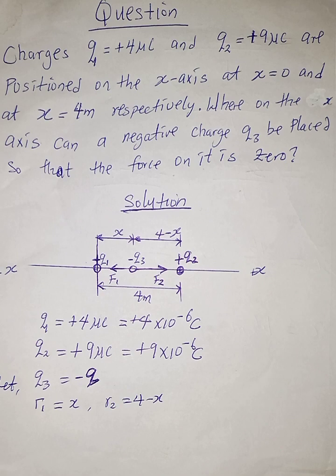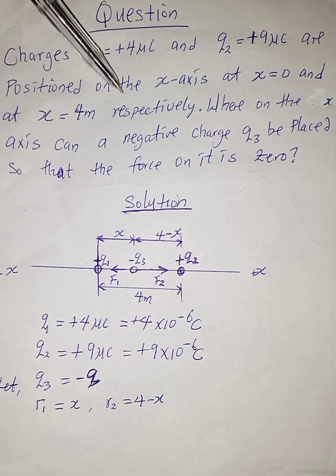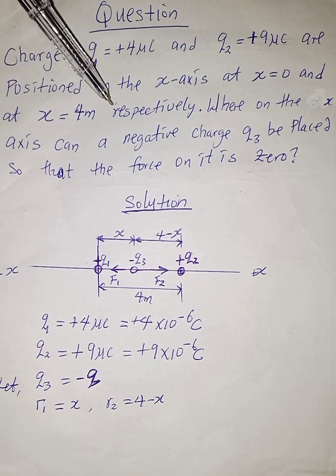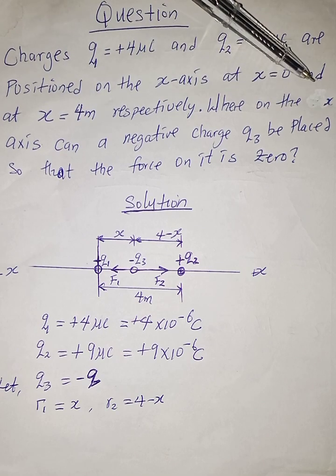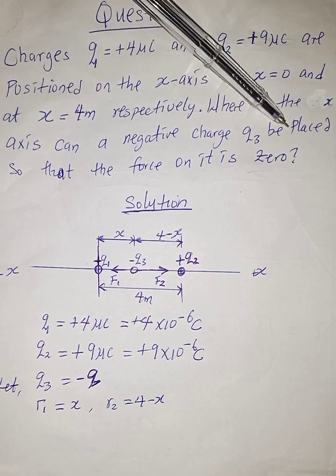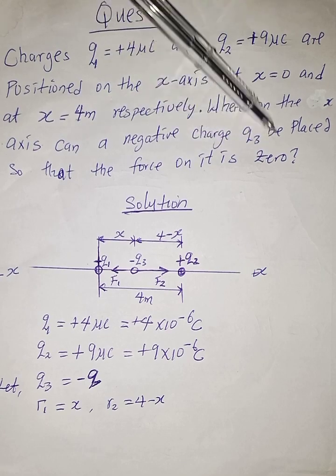The question we are having here is that charges Q1 equal to plus 4 microcoulomb and Q2 equal to plus 9 microcoulomb are positioned on the x-axis at x equal to 0 and at x equal to 4 meters respectively. Where on the x-axis can a negative charge Q3 be placed so that the force on it is 0?